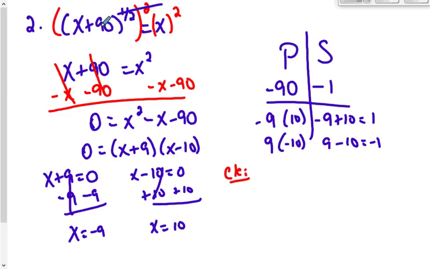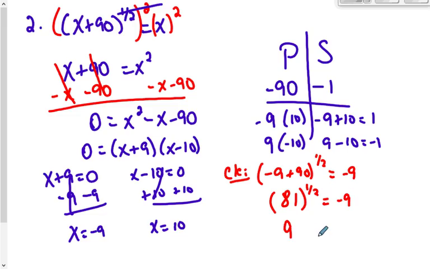If I'm looking up here, x plus 90 to the 1/2 equals x. Start with your negative 9. Negative 9 plus 90 to the 1/2 equals negative 9. What's negative 9 plus 90? That's 81. What's 81 to the 1/2? 1/2 power is the same as taking the square root. The square root of 81 is positive 9.